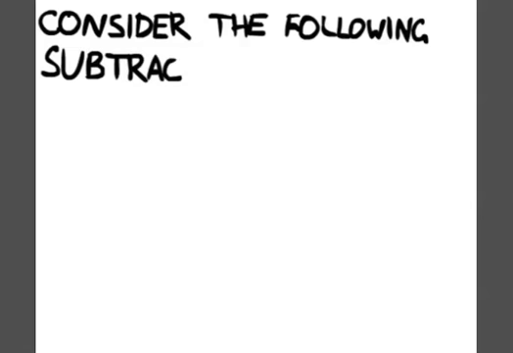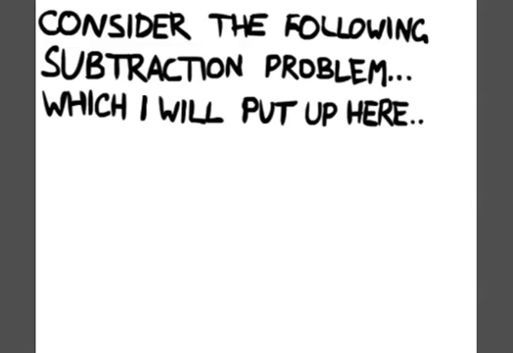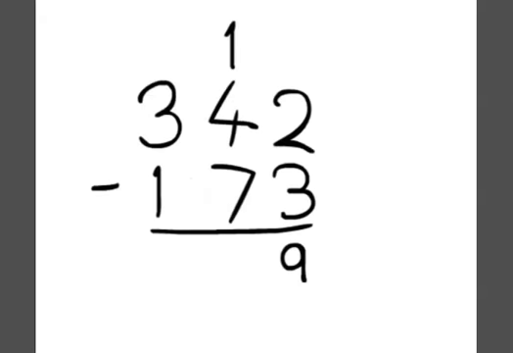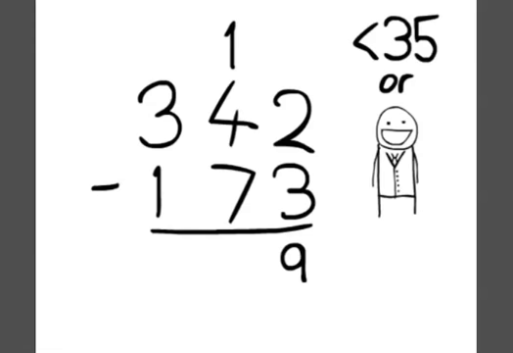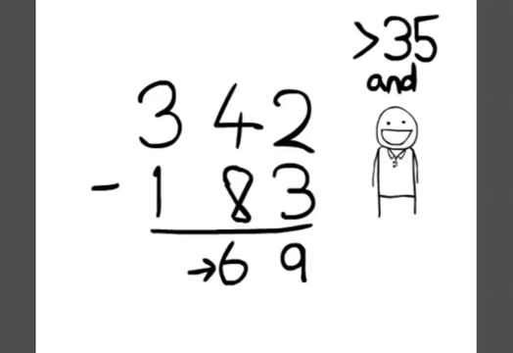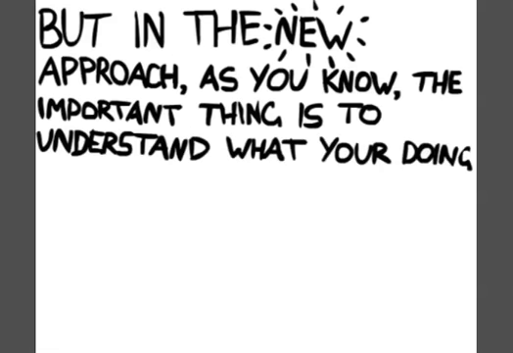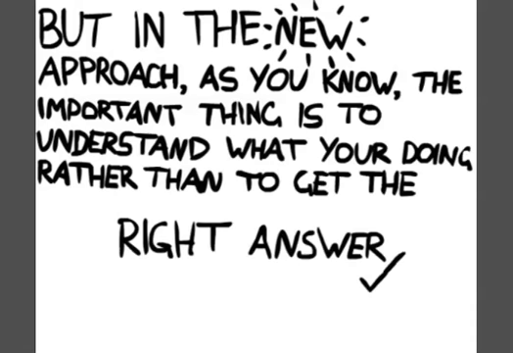Consider the following subtraction problem, which I will put up here. 342 minus 173. Now, remember how we used to do that. 3 from 2 is 9, carry the 1, and if you're under 35 or went to a private school, you say 7 from 3 is 6, but if you're over 35 and went to a public school, you say 8 from 4 is 6. And carry the 1, so we have 169. But in the new approach, as you know, the important thing is to understand what you're doing rather than to get the right answer.